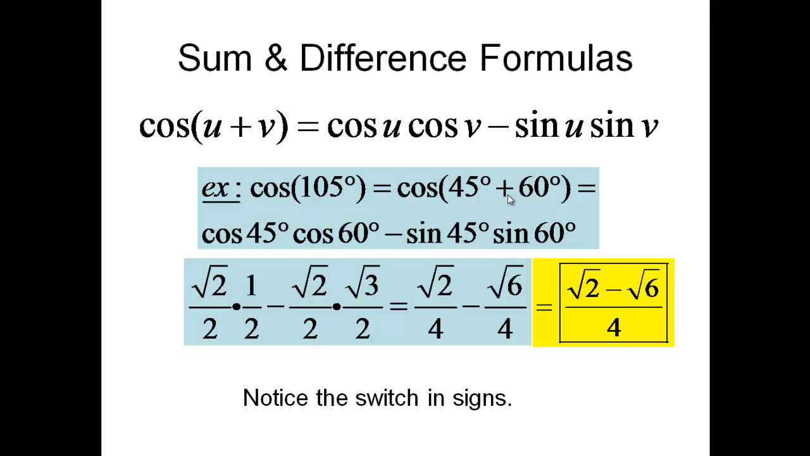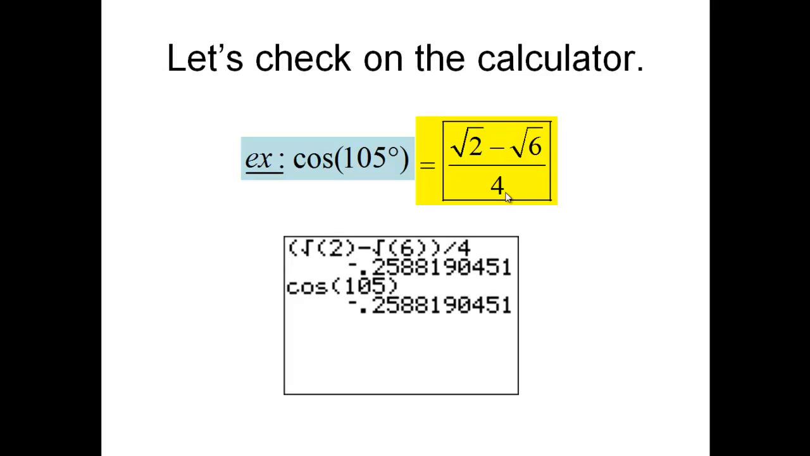A lot of our answers are going to end up something with square root of 2 and square root of 6, plus or minus somewhere in there, over 4. Almost all the answers are going to be very similar to that, just because there's a number of values you could get with what you've got on the unit circle. Again, verifying with your calculator, you can see that gives you the same answer.